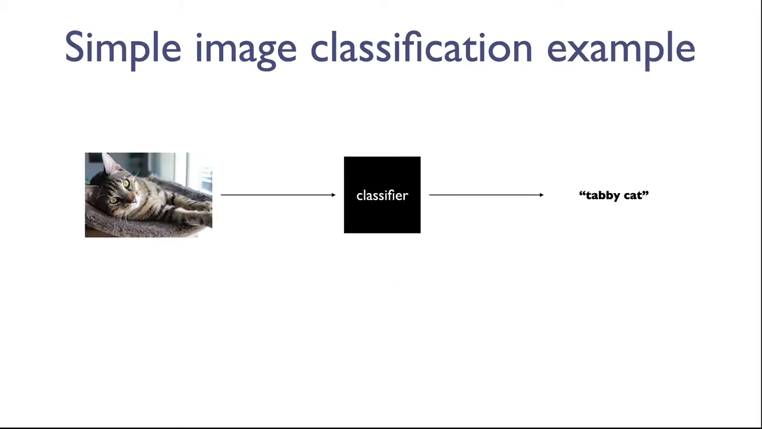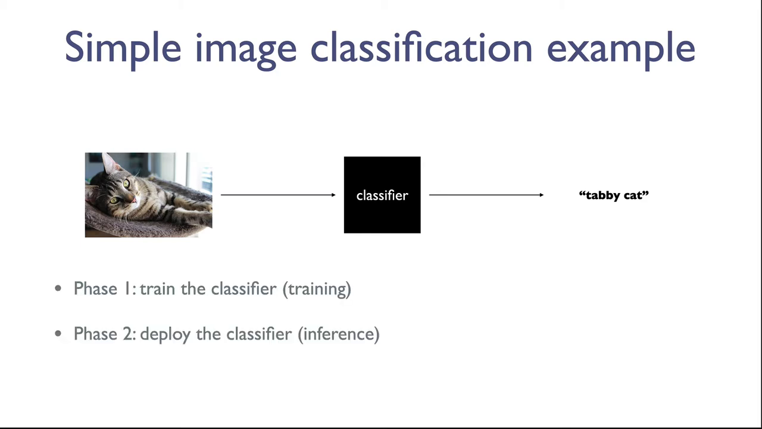We can frame this discussion around a simple image classification example. Let's say that you've been asked to deploy an object detector that can classify images accurately. To do so, you're going to need to go through two phases. First, you'll need to train the classifier, called the training phase. And second, you're going to need to deploy the classifier for the inference phase.